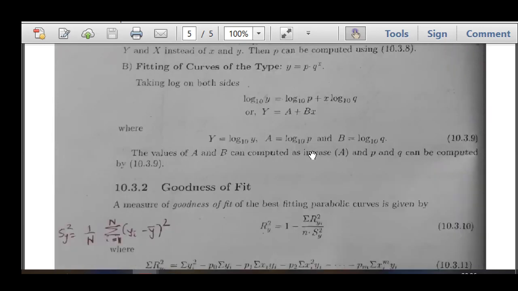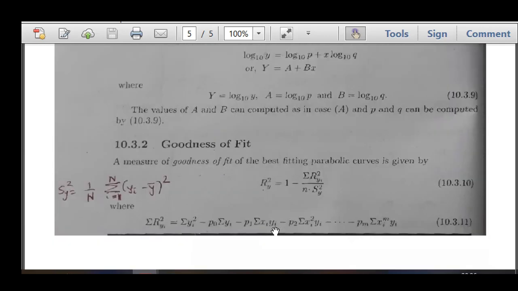Okay, and related to this curve fitting thing, there is a measure of estimate, you may say, a goodness of fit. A measure of goodness of fit of the best fitting parabolic curves is given by this formula. This formula is nothing but, they are using these residuals, 1 minus summation over r by yi square, the residual corresponding to the ith data point, not the ith variable, but the ith data point. Okay, and this runs over all the data points provided by n into summation sy square, where sy square is this thing. There is the marginal variance.